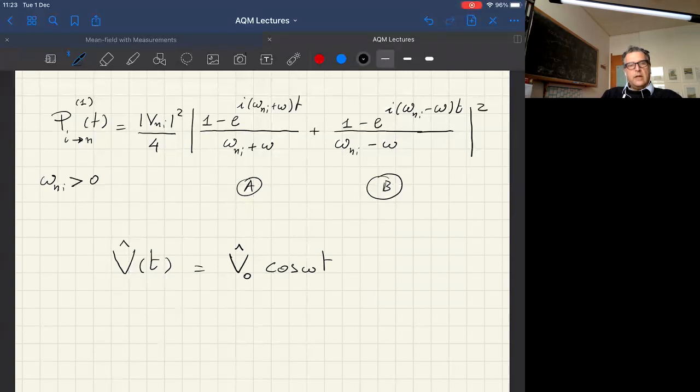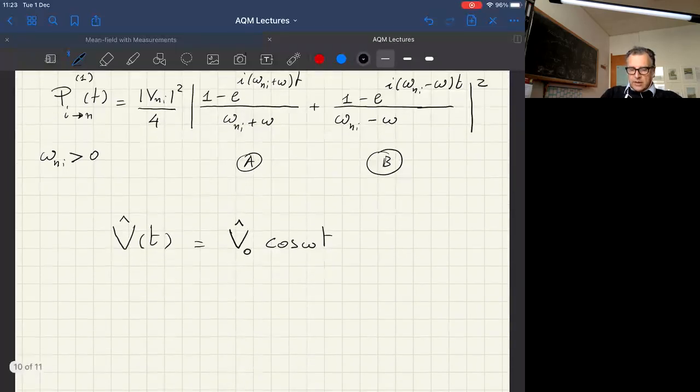Is this okay or not? Do you want an explicit example? So let me do an explicit example. Suppose that you have a harmonic oscillator. So I have p squared over 2m plus 1/2 m omega 0 squared times x minus x0 of t.